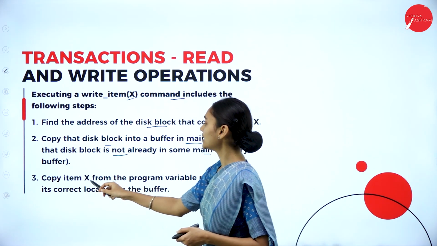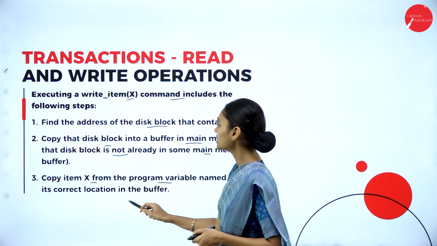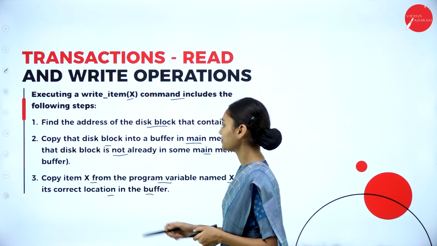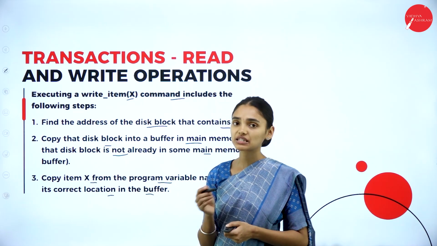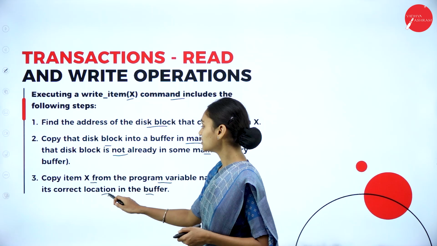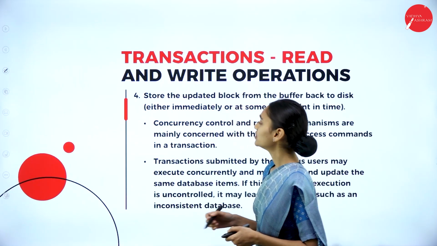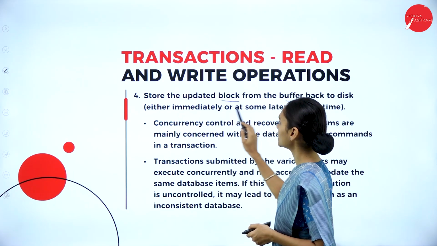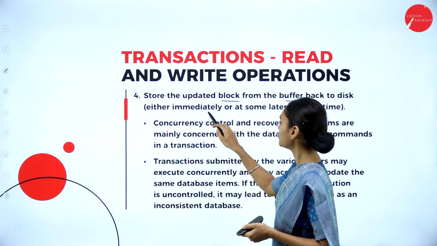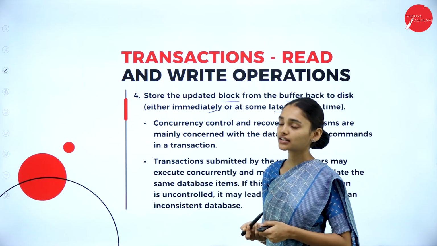Next, copy item X from the program variable named X into its correct location in the buffer, wherever you want it located in the buffer. Next, store the updated block from the buffer back to the disk, either immediately or at some later point in time.